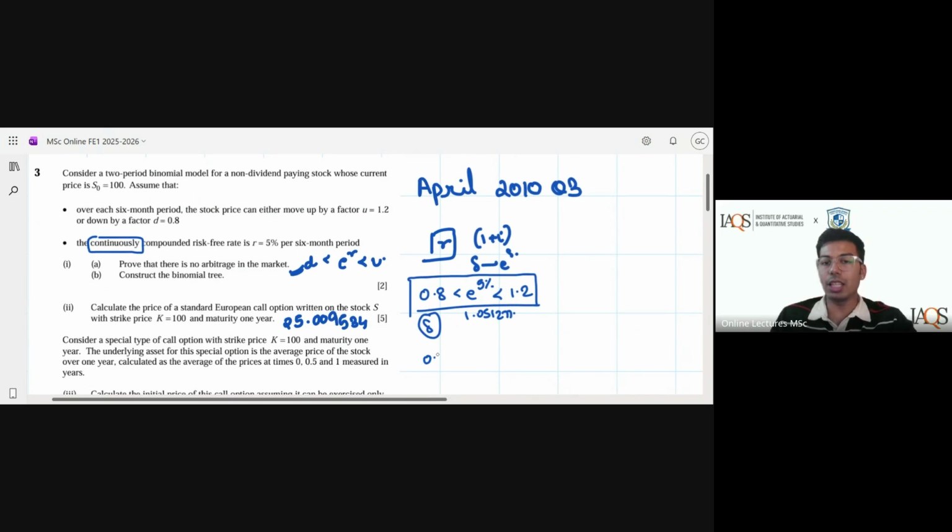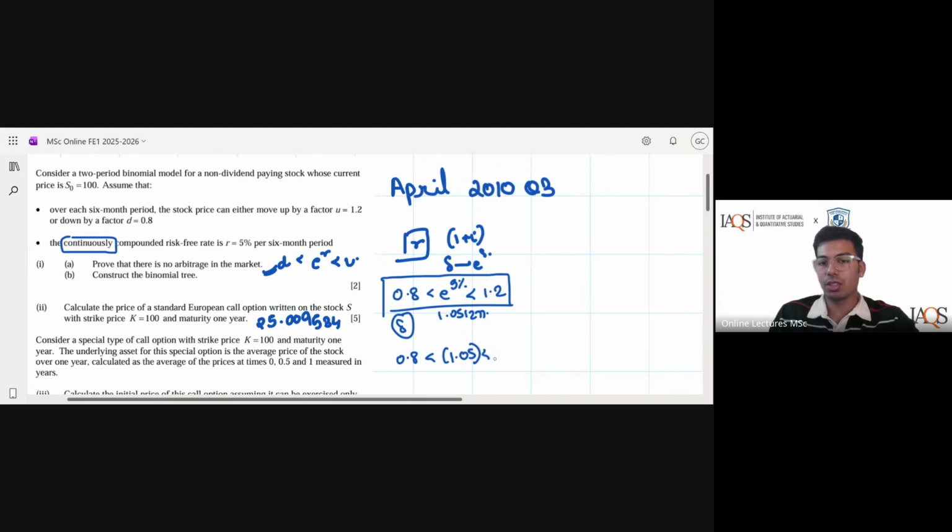Otherwise, what you could have done is, let's say hypothetically 5% would have been i. You would have written this as 1.05. Understood? Wherever it's i, your e raised to r becomes 1 plus i, or you calculate the delta value and then use it as e raised to delta itself.